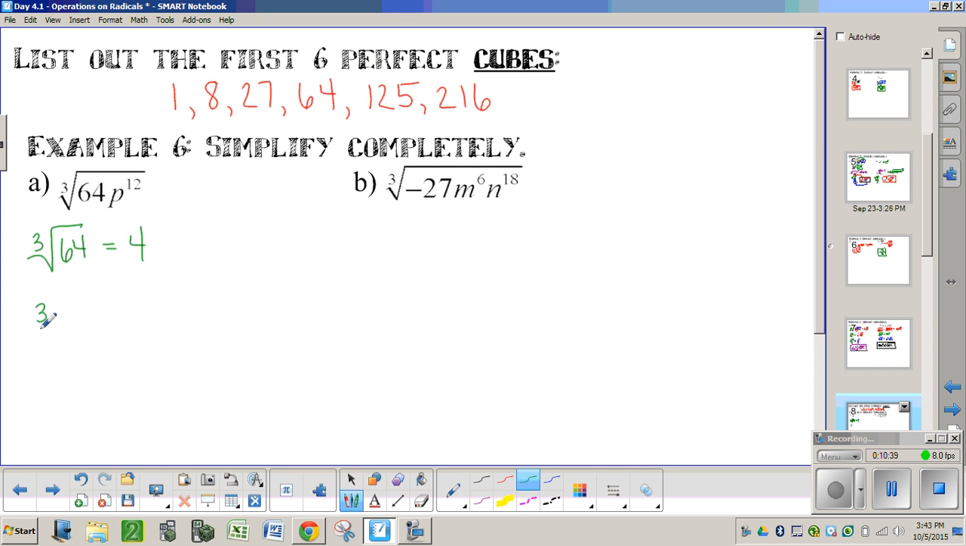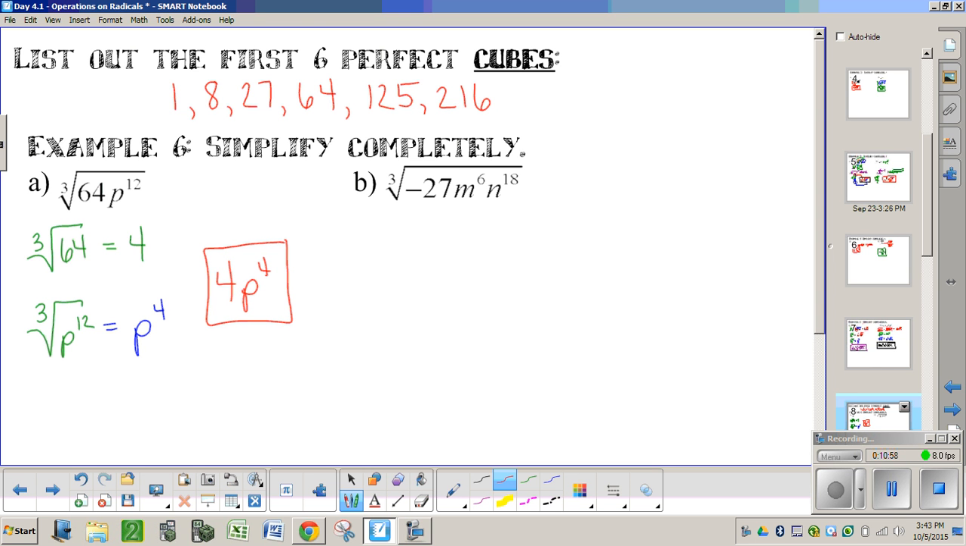How about the cubed root of p to the 12th? Remember back when I told you to take your exponent and divide it by your index? P to the 12th happens to be a perfect cube. It's p to the 4th. Making our final answer 4p to the 4th.